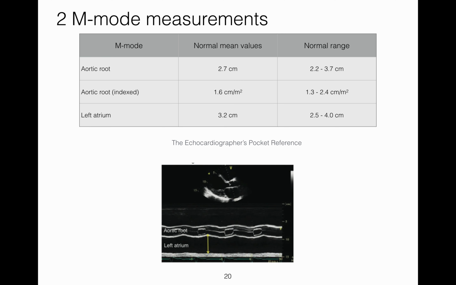M-mode measurements of the aortic root and of the left atrium can also be measured. Again, these measurements should be made to complement, not replace, 2D measurements. Normal values for these measurements are also indicated on this slide.